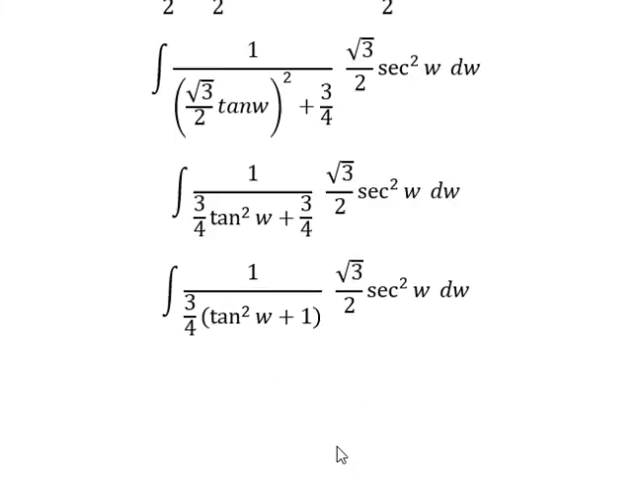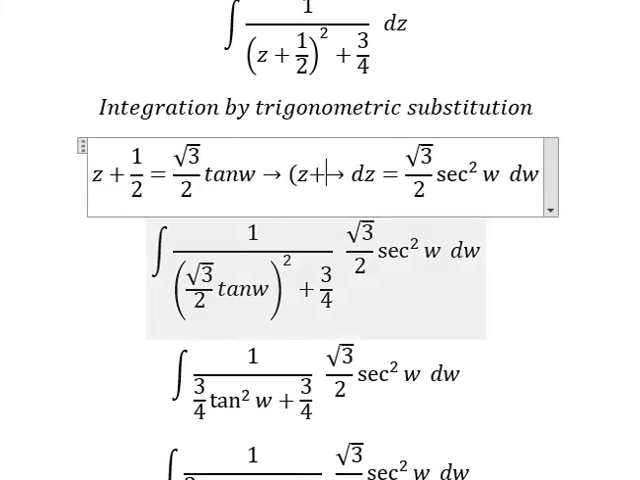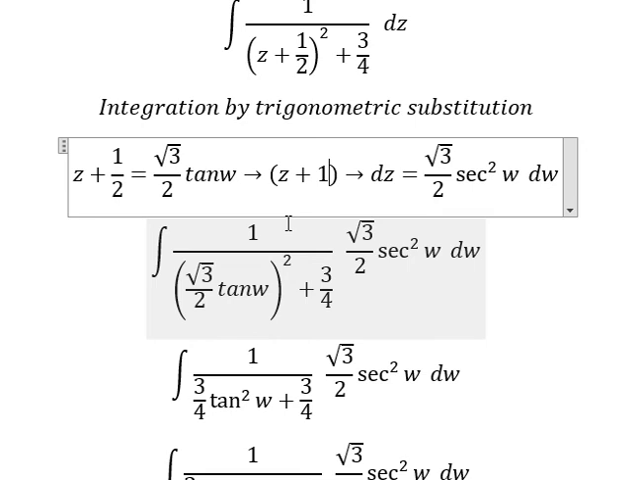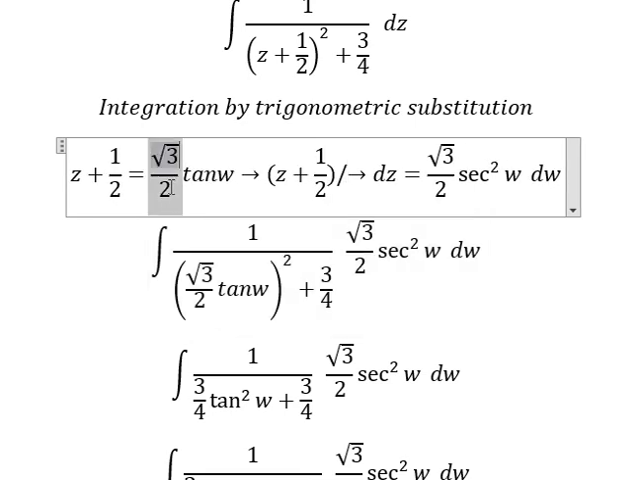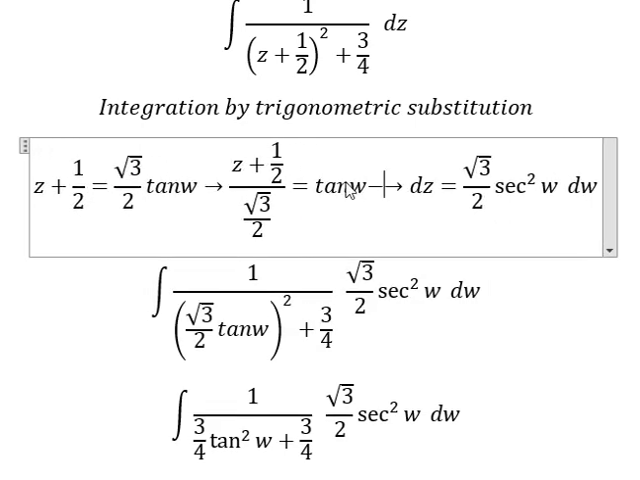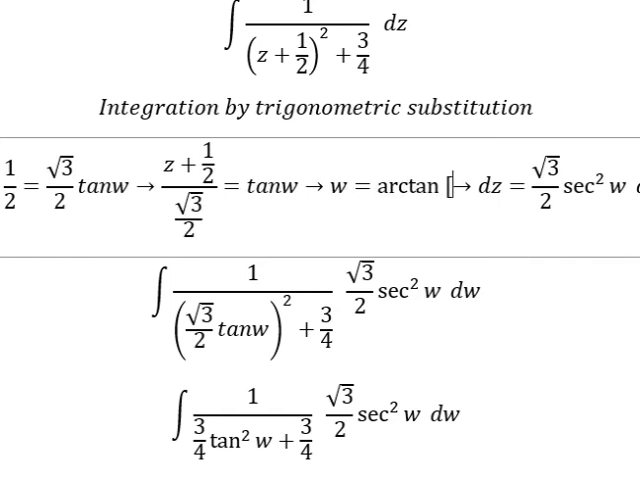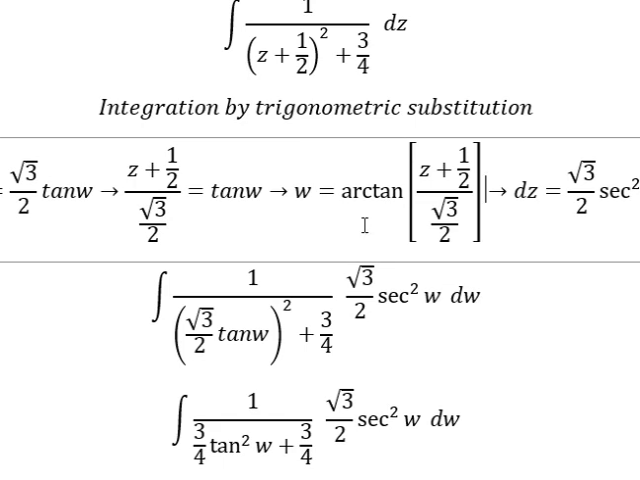About w, we go back to this one. So we divide both sides by the square root of 3 over 2, and we have w equals arctan of this one. And now we need to change w into this one.